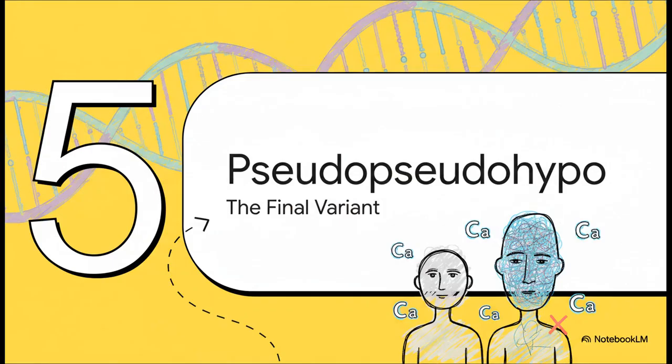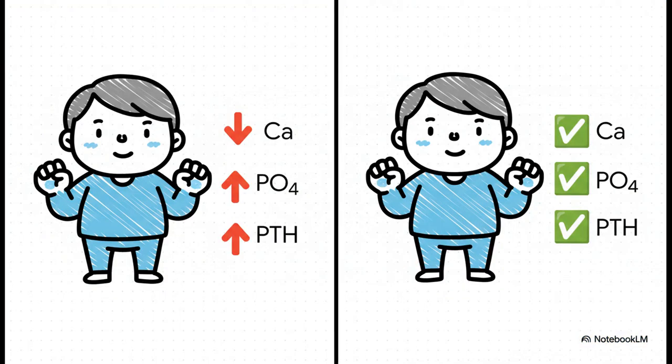All right, we're on the home stretch. Let's look at one final, related condition that shares a very similar name and appearance. This brings us to the wonderfully named pseudo-pseudo-hypoparathyroidism. What's so fascinating here is that these patients have the exact same physical features, the short stature, the shortened metacarpals, but their biochemistry is completely totally normal.